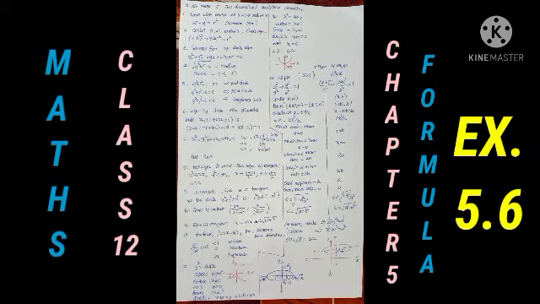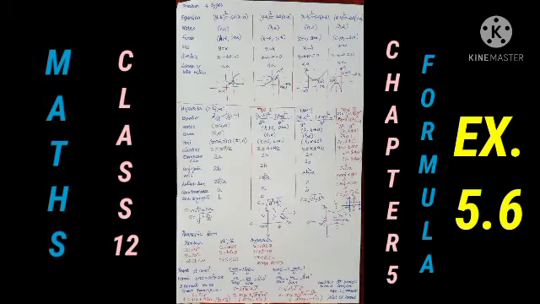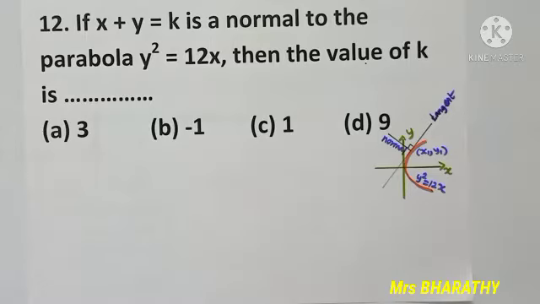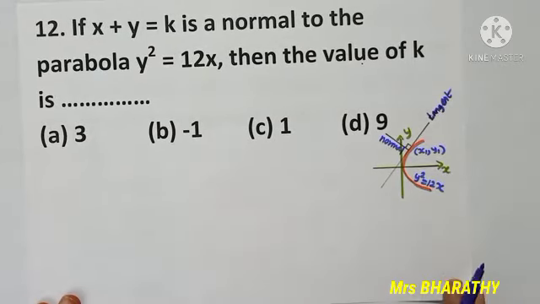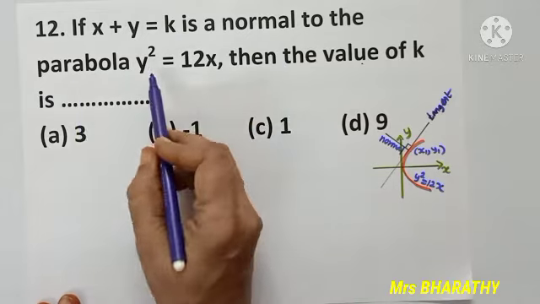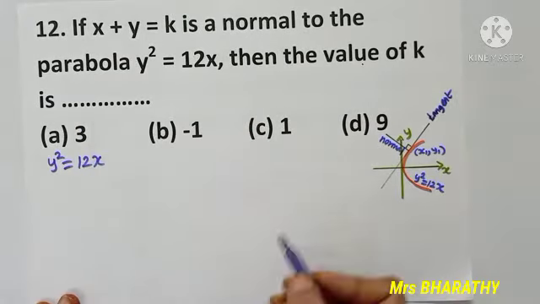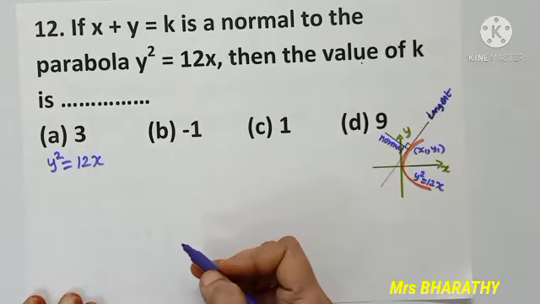Good morning, children. In today's class, we are continuing exercise 5.6 objective type questions from chapter 5, two-dimensional analytical geometry. Question number 12. If x plus y equals k is a normal to the parabola y square equals 12x, then we need to find the value of k.